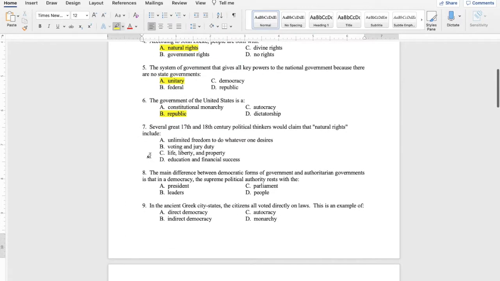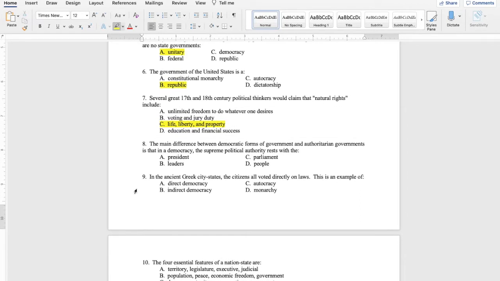Number 7, several great 17th and 18th century political thinkers would claim that natural rights include, the correct answer was C, life, liberty, and property. Number 8, the main difference between democratic forms of government and authoritarian governments is that in a democracy, the supreme political authority rests with D, the people. A bunch of us said the president. No, the president doesn't have the power. We vote the president in and out. We have the power. The people have the power in a democracy.